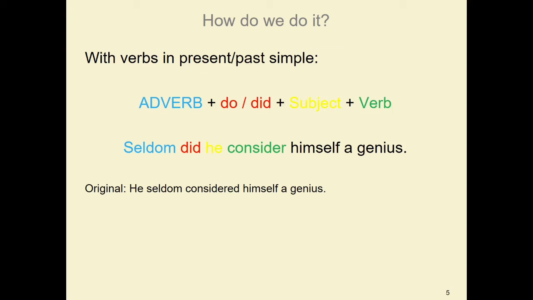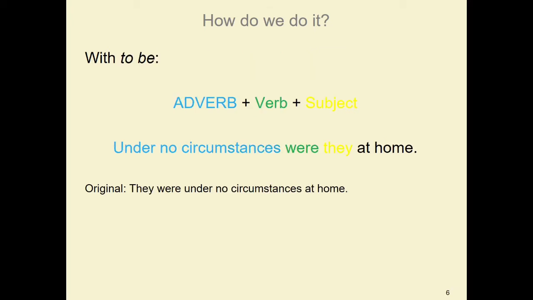And the last type would be with the verb to be. The verb to be is usually the strange one in our family. So we are going to just add the verb, no auxiliary with this verb. So, under no circumstances were they at home. Another emphasis, we just put the verb before the subject.